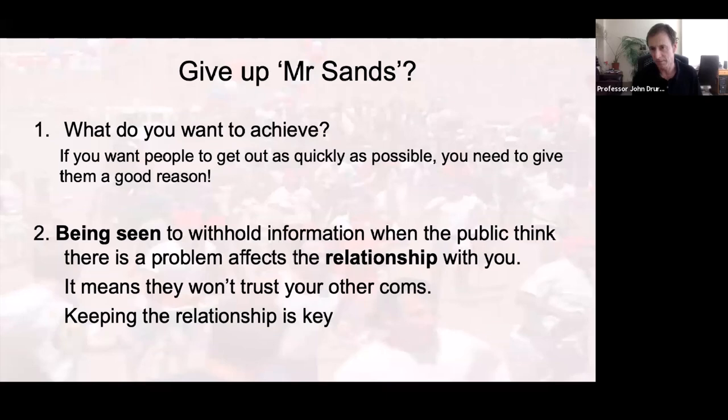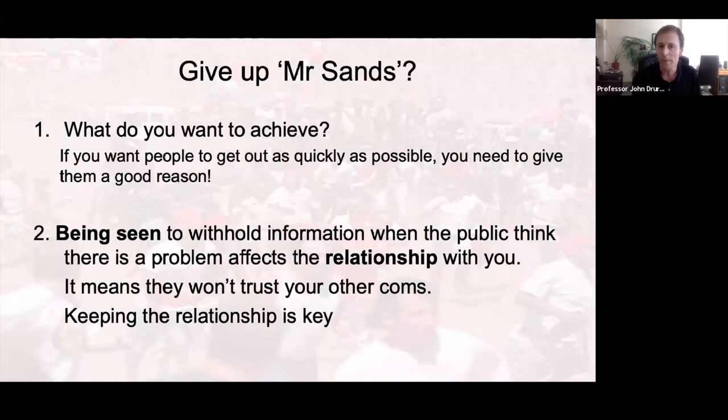Because if you do want people to get out as quickly as possible, if you need them to get out and not to delay their exit like they normally do, then you need to give people a reason. You need to do as Jonathan Syme did in his Newcastle Metro experiment. You need to let people know there is a danger. You need to give them a reason to get out. If you don't give them a reason, they're going to stand around asking you why, and delay, and that could cost lives.